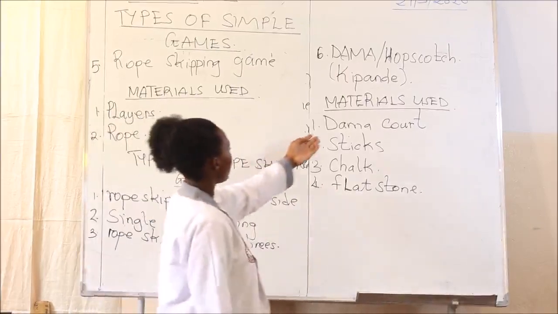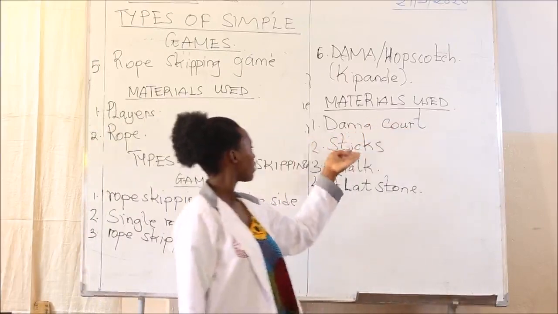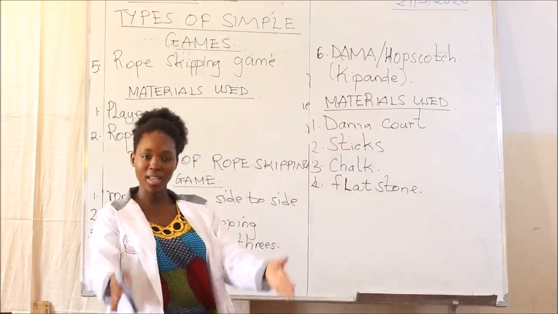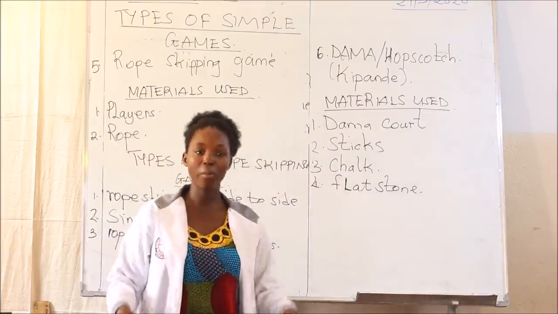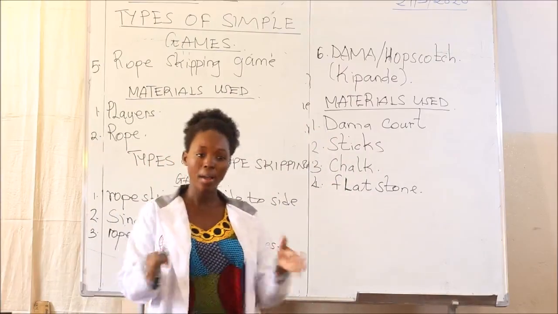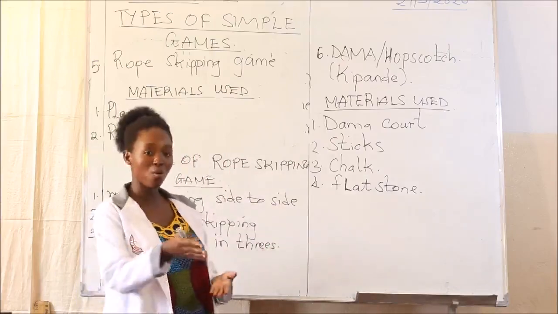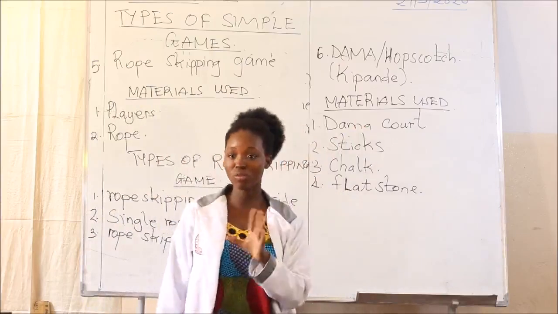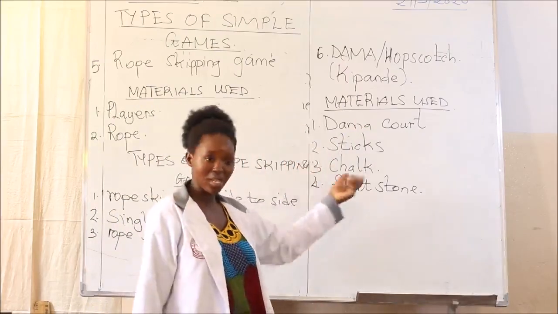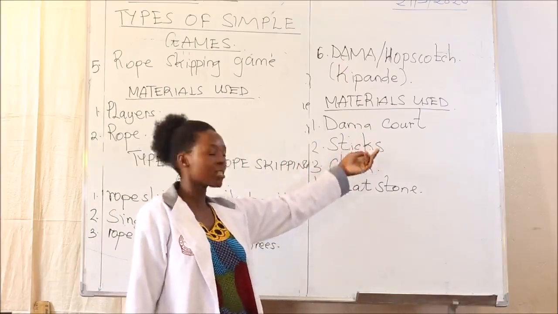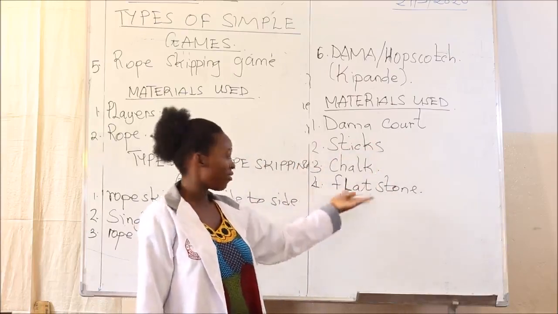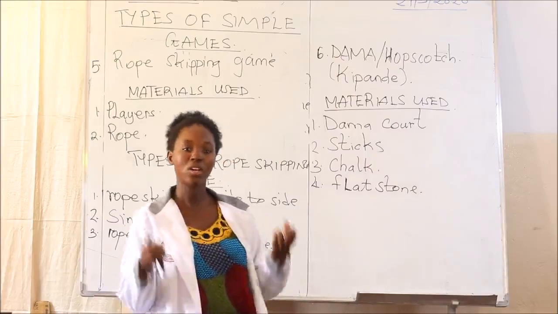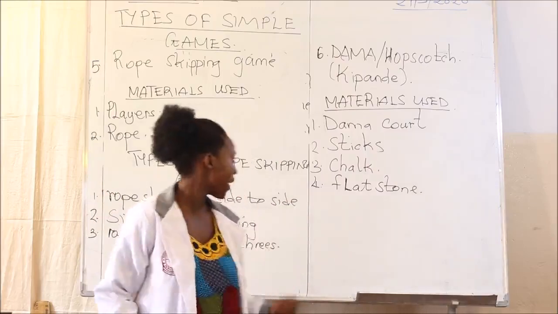Now, what is the meaning of dama court, sticks, chalk, and flat stone? Dama court is the playground where you are playing. We draw this dama court by using sticks or chalk. Flat stone is used when you are playing.